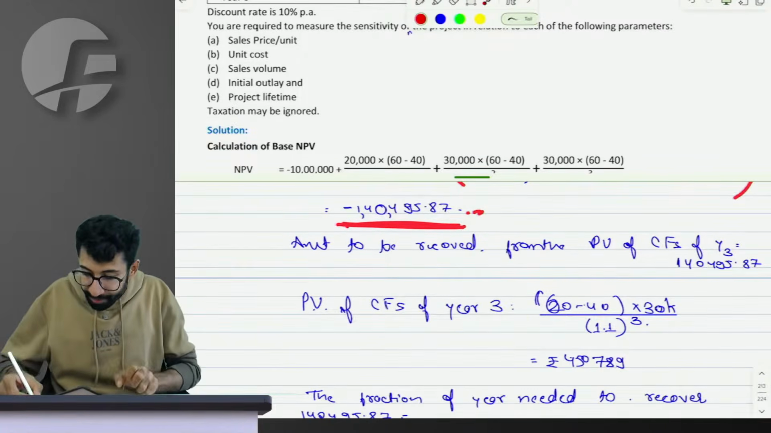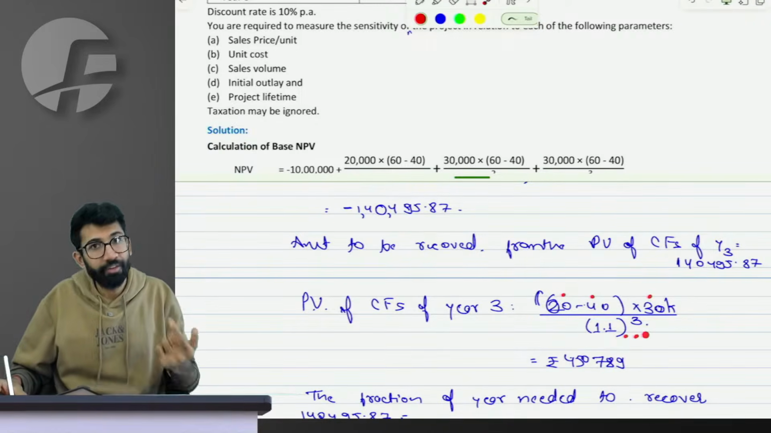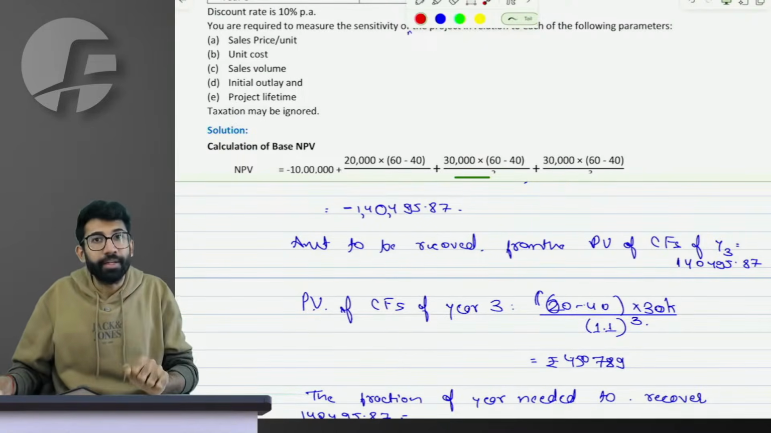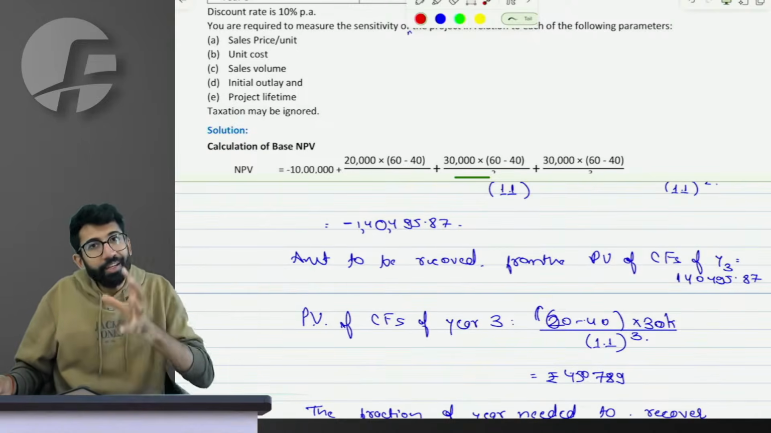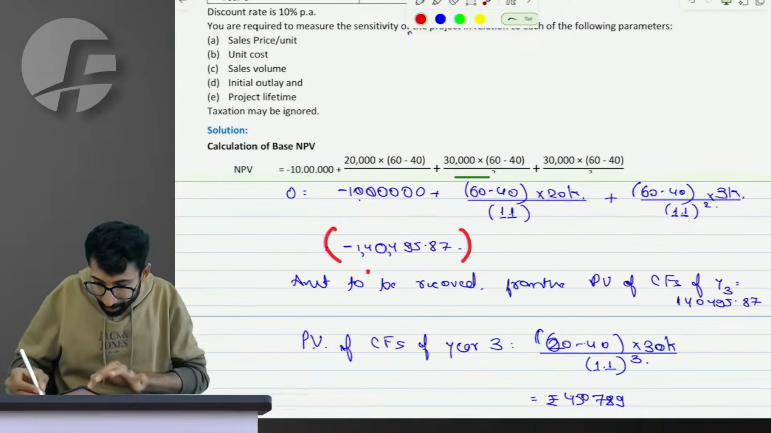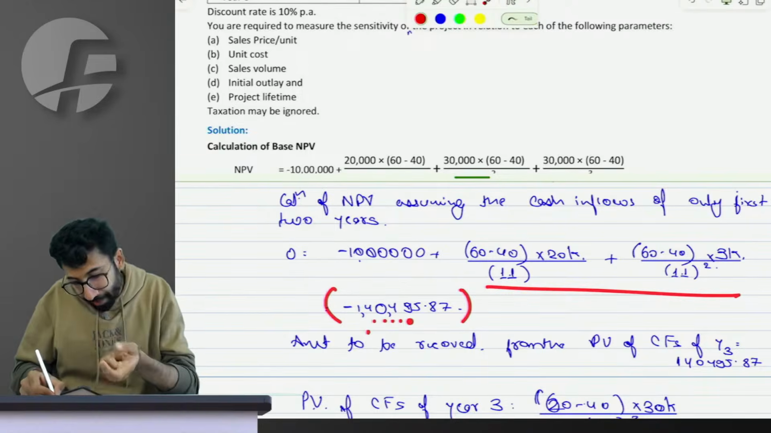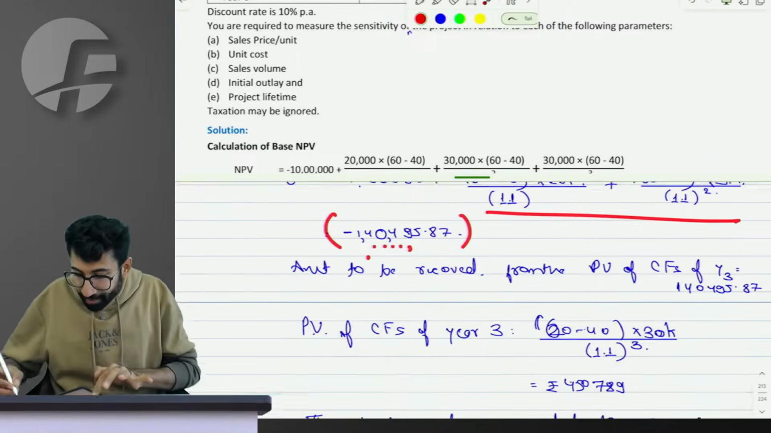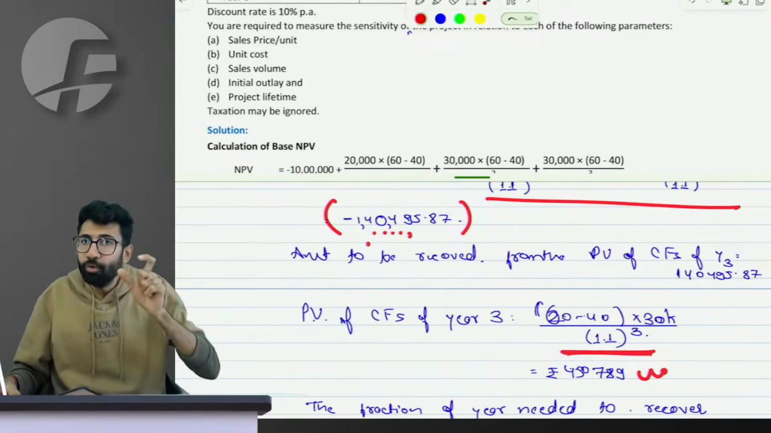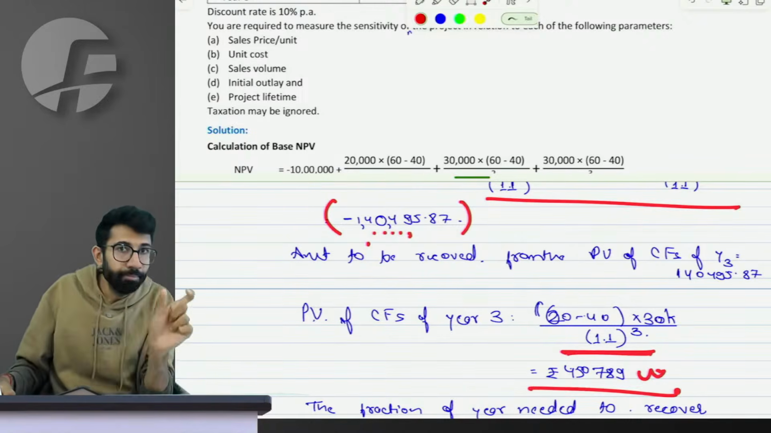If I calculate the present value of cash flow of the third year, it is (60 minus 40) into 30 divided by 1.1 to the power 3, which is 4,50,789. I have to calculate, to make the NPV 0, how much should the life of the project be? Right now, with 2 years of annual cash inflow, my NPV is negative 1,40,000. If I add the cash flow of the third year as it is, the NPV becomes positive. So I don't need the entire year's cash flow of year 3, but I need some proportion of it.